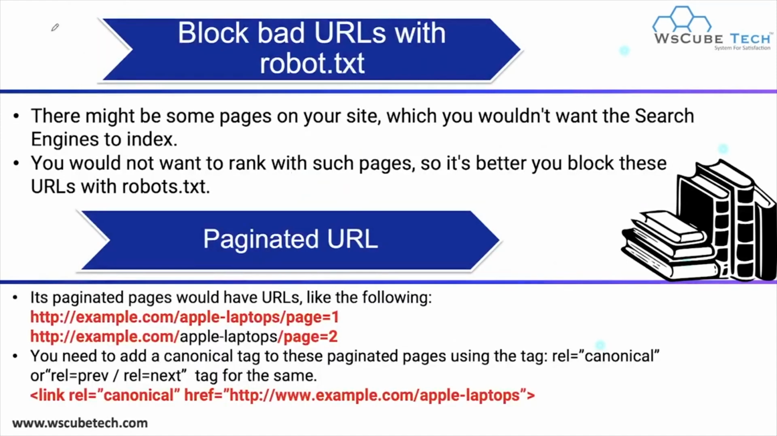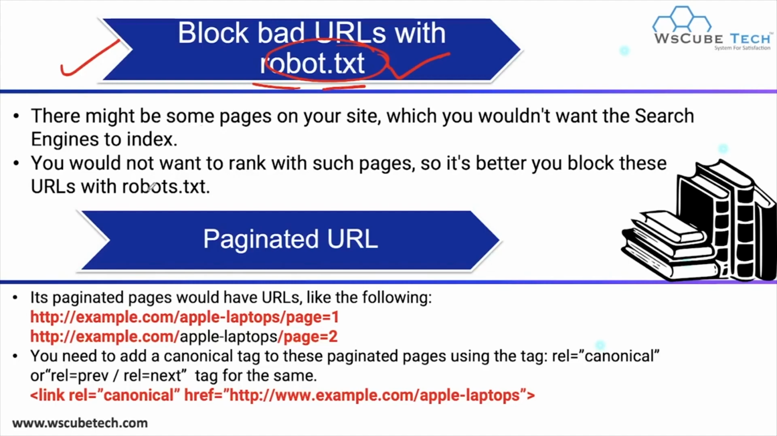Next we have blocking bad URLs with robots.txt. As we all know, robots.txt is a file with the help of which we can simply ban any particular URL so that the crawler does not read any information from that particular URL.